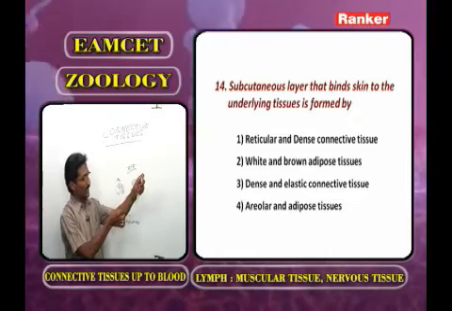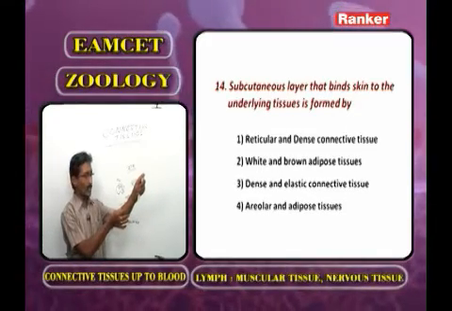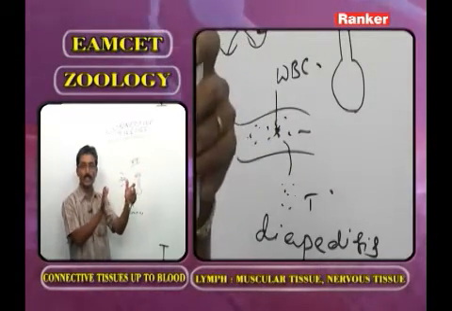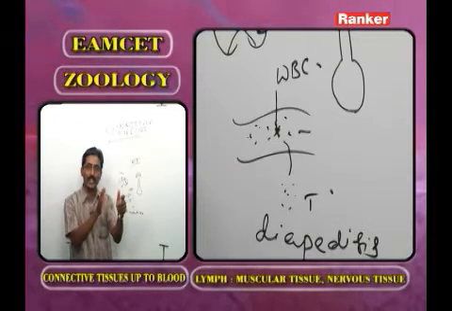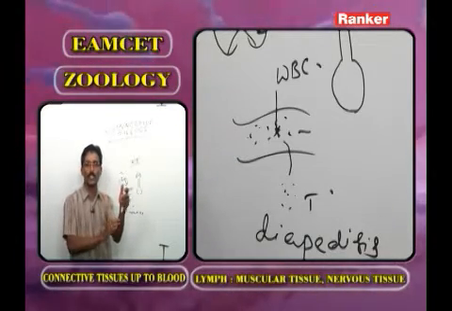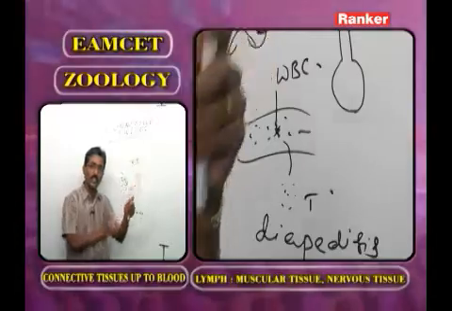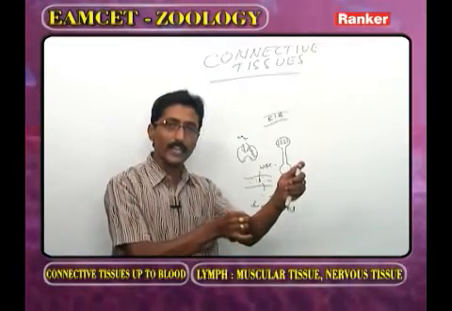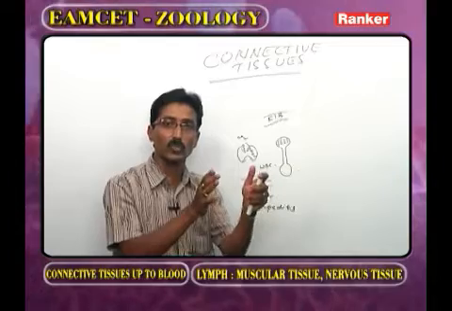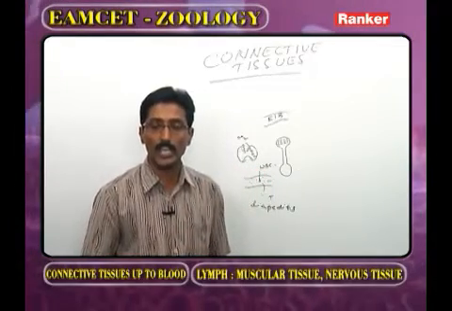Now as we observe this part, we call it skin. Below the skin, what is present? The subcutaneous tissue. Now the skin is attached to the subcutaneous tissue. In the subcutaneous tissue, what is present? Adipose tissue. Now the skin is attached to the subcutaneous tissue by... you have to observe the options.